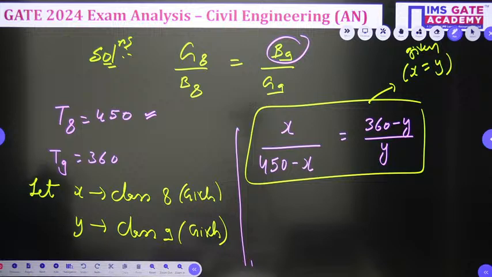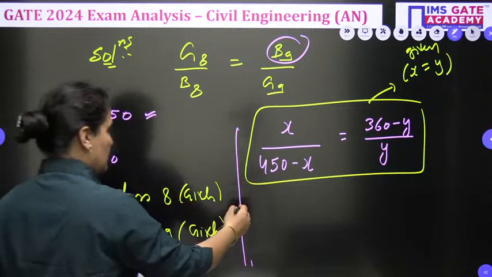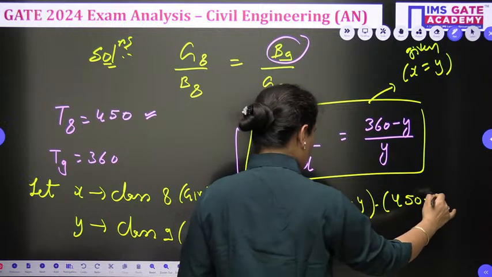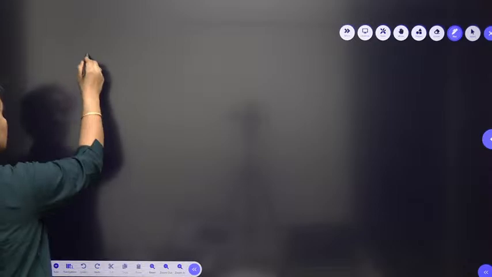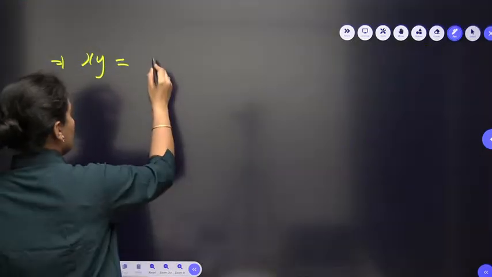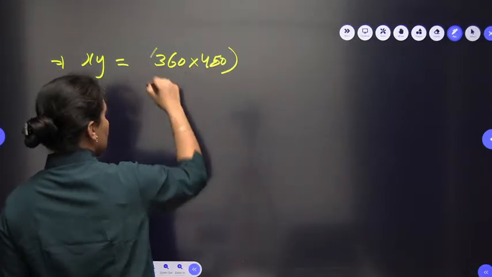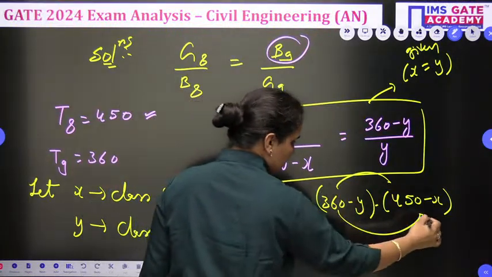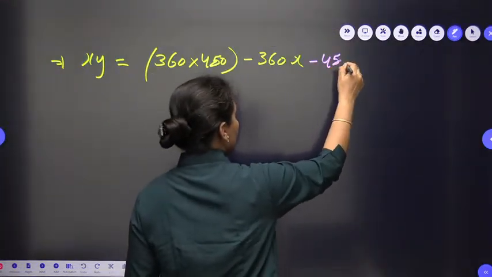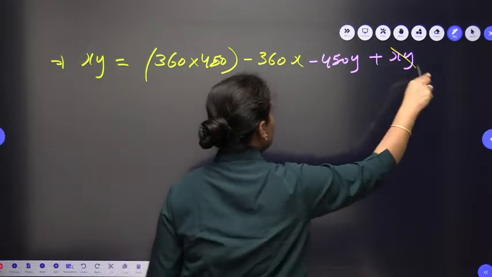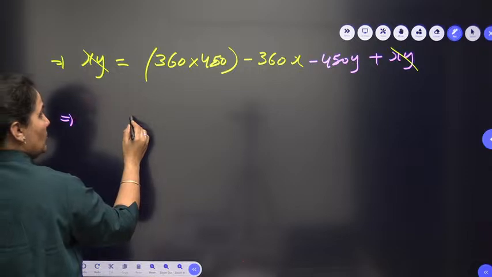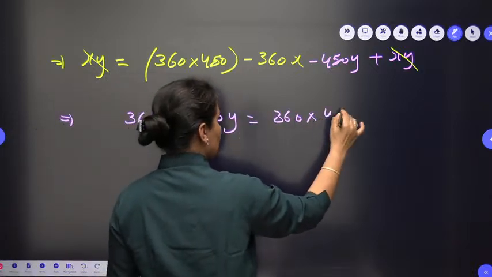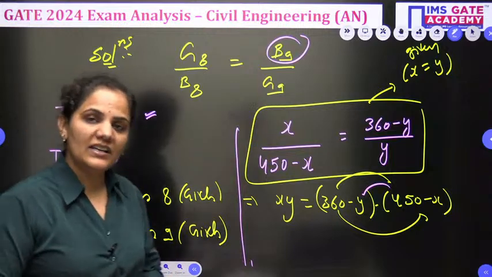So when I go for it, I can write down the simple thing. Let's cross multiply and then solve. So xy equals (360 minus y) into (450 minus x). When I go for the multiplication, this will be xy equals 360 into 450, the next term is minus 360x, that is 360 into x, next will be minus 450y, and minus minus plus xy. You can say this xy and xy will be gone, and you are having here 360x plus 450y equals 360 into 450.